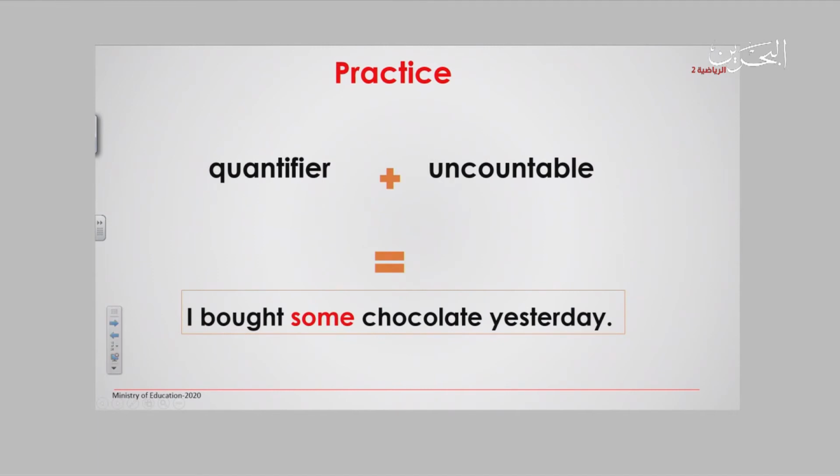I bought some chocolate yesterday. Chocolate, what do you think? Is it countable or uncountable? It's uncountable. When can I say the chocolate is countable? When I use it as a bar. I have 1 bar chocolate. I have 2 bars of chocolate. So here it's uncountable. I bought some chocolate yesterday.